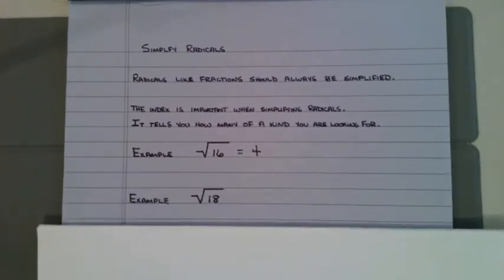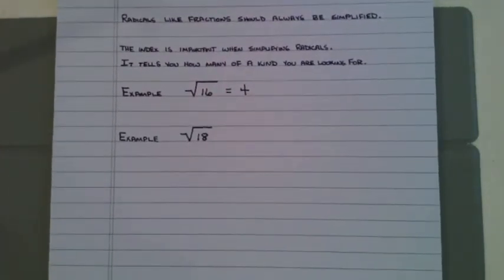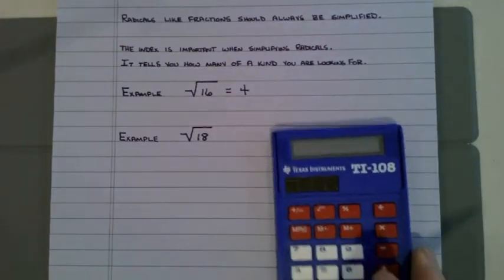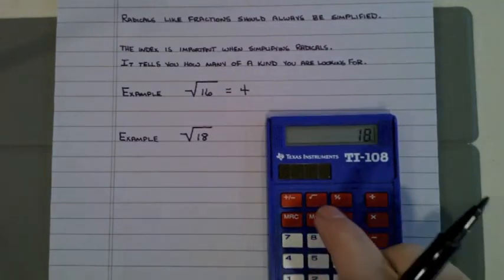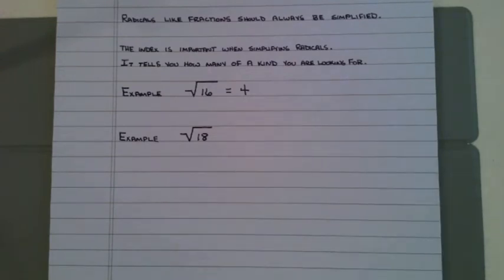So, then we get to one that looks like this, the square root of 18. If I had a calculator and I tried to figure out what the square root of 18 is, it wouldn't tell me. I take a calculator and I go, okay, 18, hit the square root, it gives me a decimal. So we're going to go through a procedure that's going to show us how to simplify this. And we're going to call this upside down division.